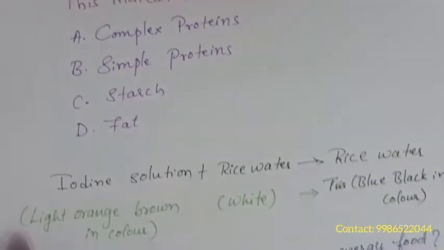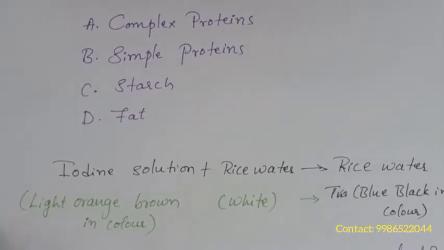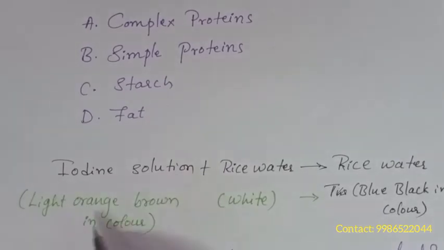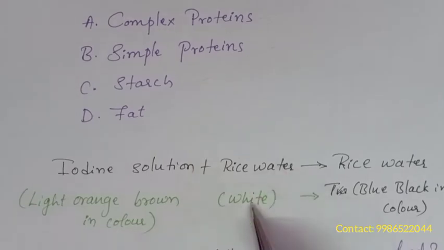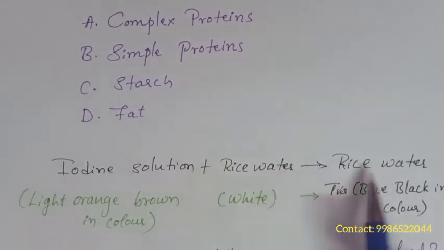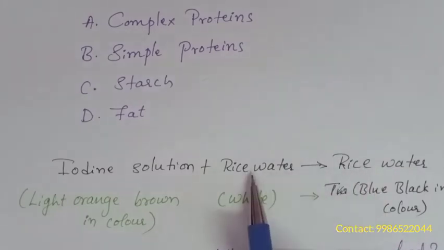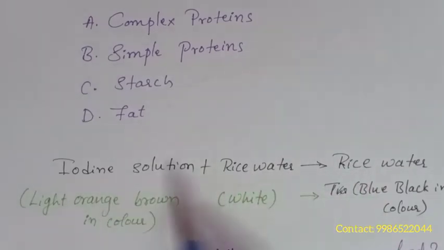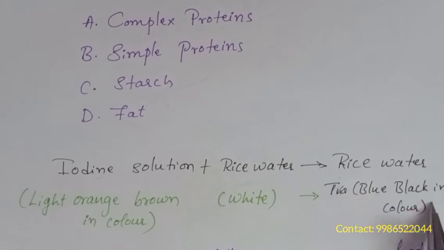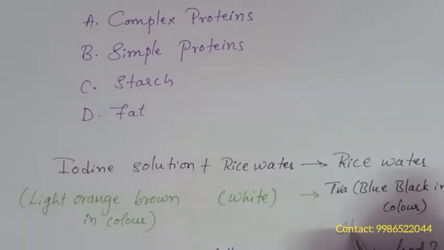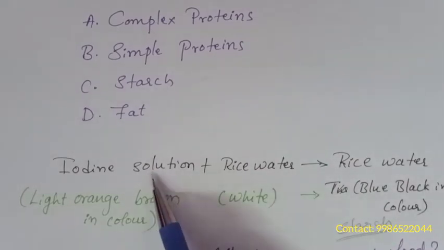So I have written an equation for this just for your understanding. Iodine solution is actually light orange-brown in color. The rice water mostly is white in color. So when rice water is added with the iodine solution, rice water turns into blue-black color, which indicates that it contains starch, because iodine solution is used for the starch test.